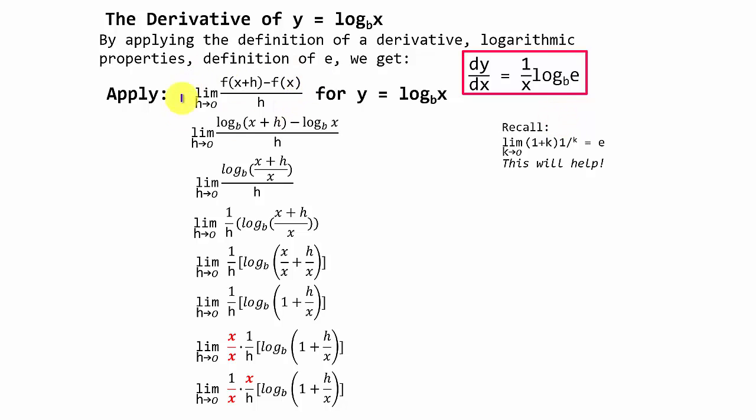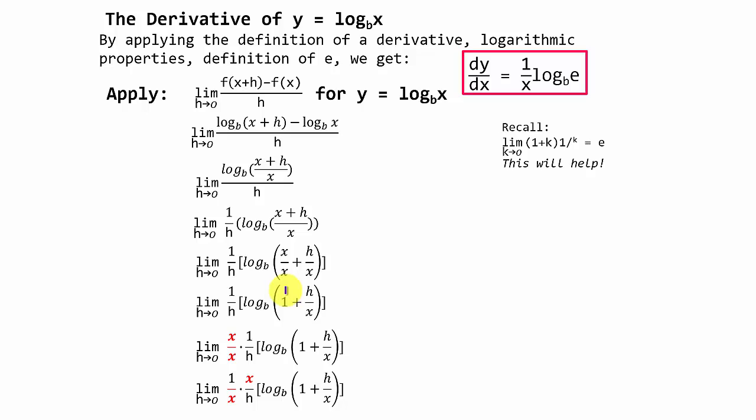Remember our definition of derivative here, applying that to the function log base b of x. We're going to have the limit as h approaches 0 of log base b of x plus h minus log base b of x, all over h. Using the quotient property, rewriting this log statement as log base b of (x plus h) all over x, and that's all over h, taking the limit as h approaches 0. Just writing the 1 over h out front instead.